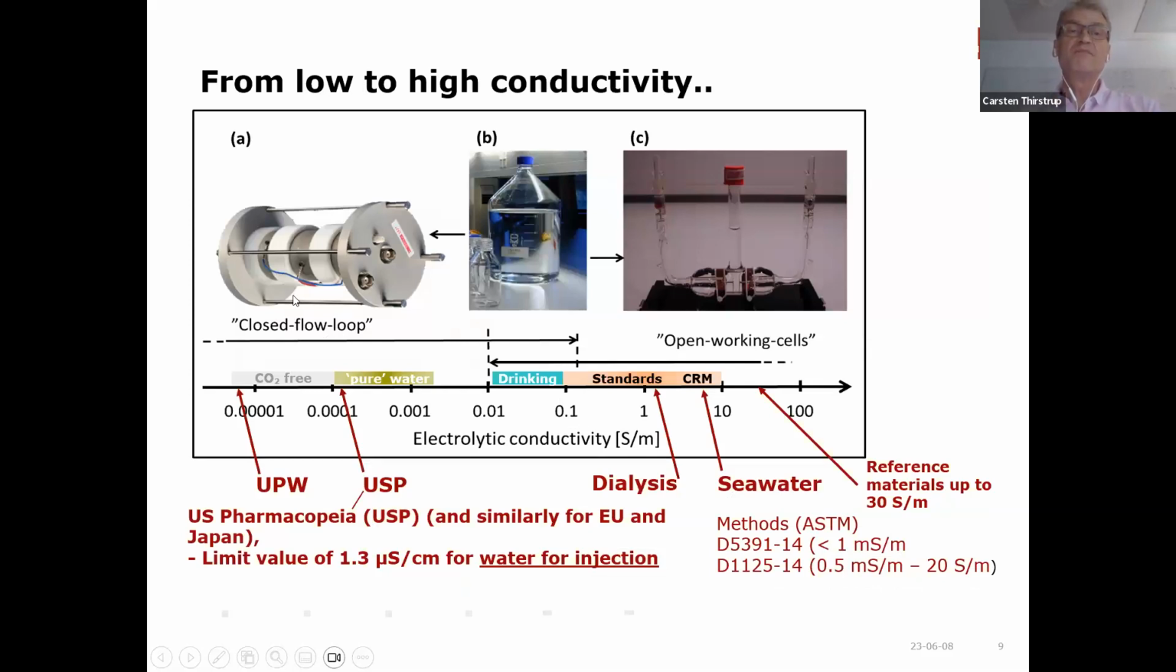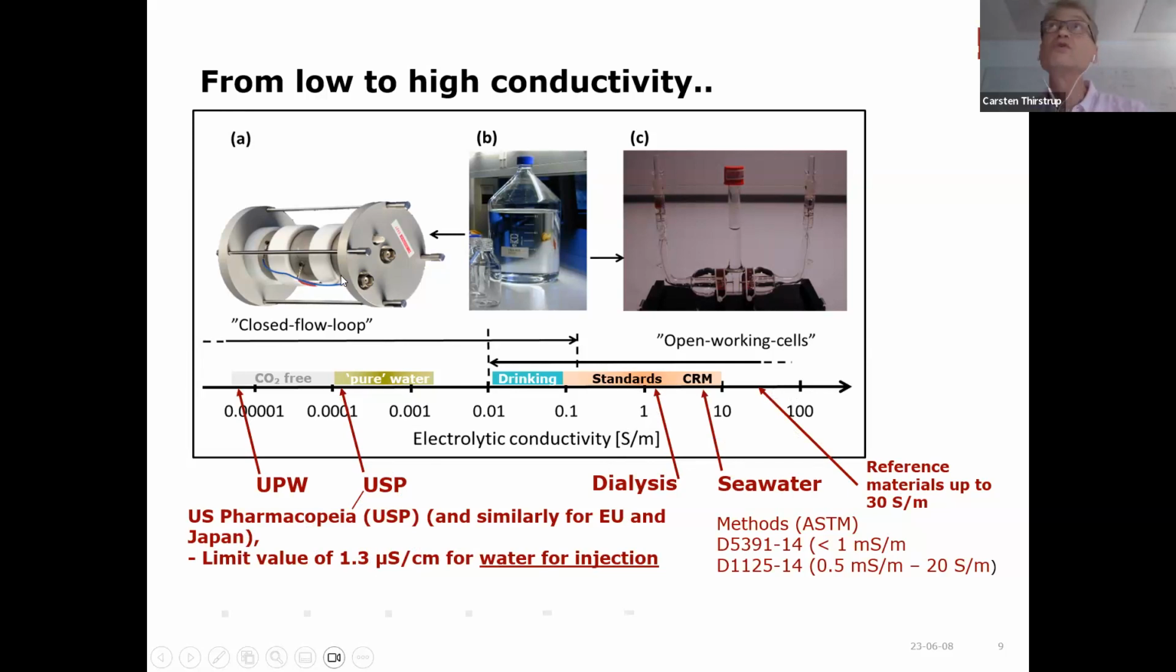So with those two systems, we are able to cover a wide range of conductivity levels, from the level of ultra pure water through pure water, where we have a defined value here of 1.3 microsiemens for water for injections used in pharmaceuticals, and then dialysis at a little bit more than 1 siemens per meter, then seawater, up to a point where the electrolyte solution is close to its saturation point. So with potassium chloride, we can go up to about 30 siemens per meter.